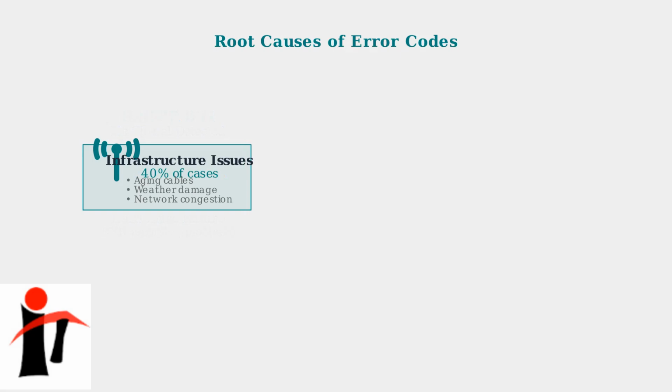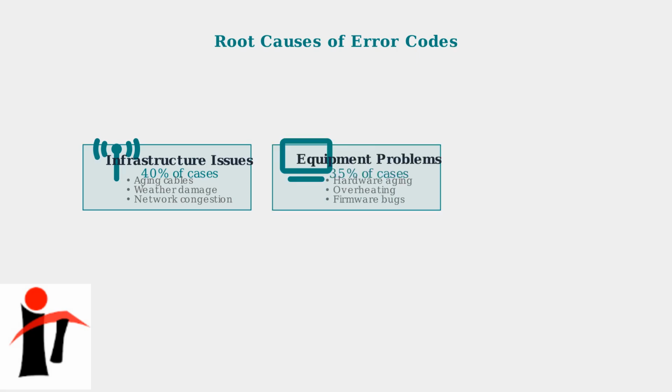Research shows that error codes stem from three main root causes. Infrastructure issues account for 40% of all error codes, including problems with aging cable networks, weather-related damage, and network congestion during peak viewing hours. Equipment-related problems cause 35% of error codes. These include hardware aging, overheating issues in poorly ventilated areas, and firmware bugs that affect cable box performance.